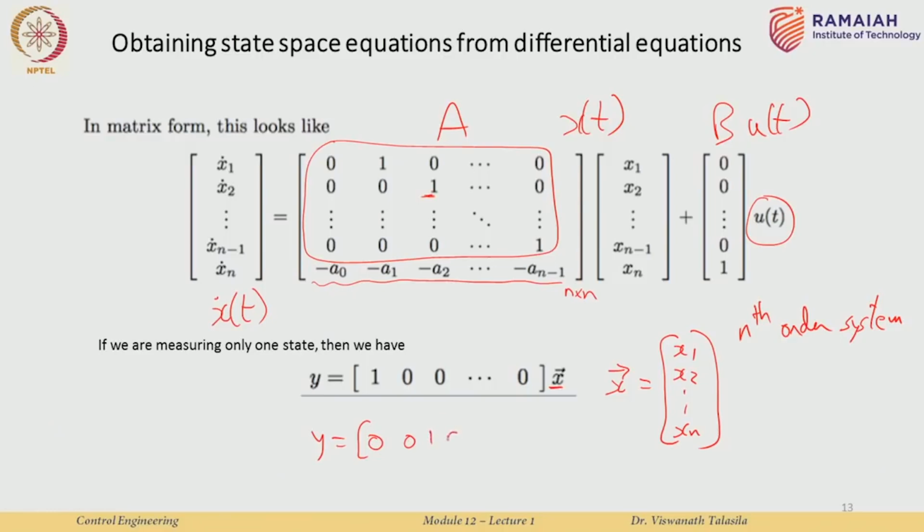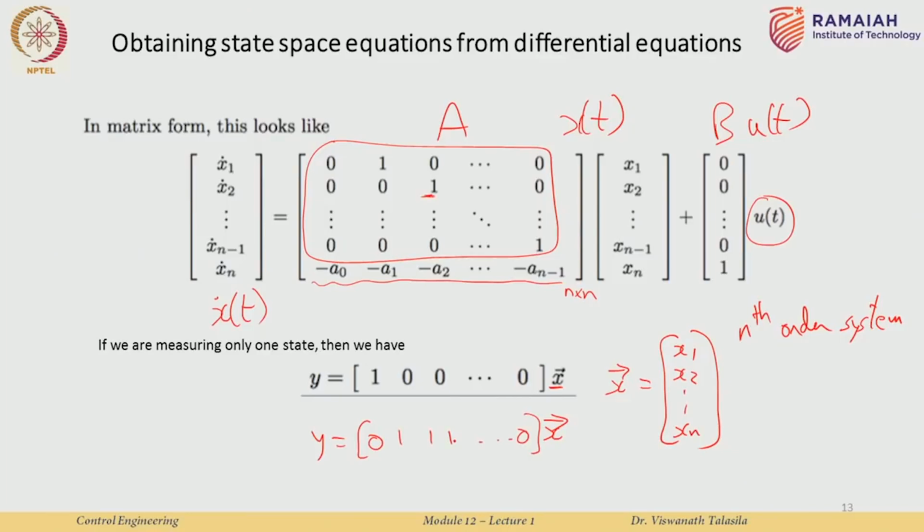So if I measure the third state, I would just have a matrix like this, x bar. Or I can even have a combination of measurements. So I can measure state 2 and maybe state 3 and 4. So I would have something like this. That is really up to you. How you can measure depends on the sensors you have, the access to these states, and so on and so forth.